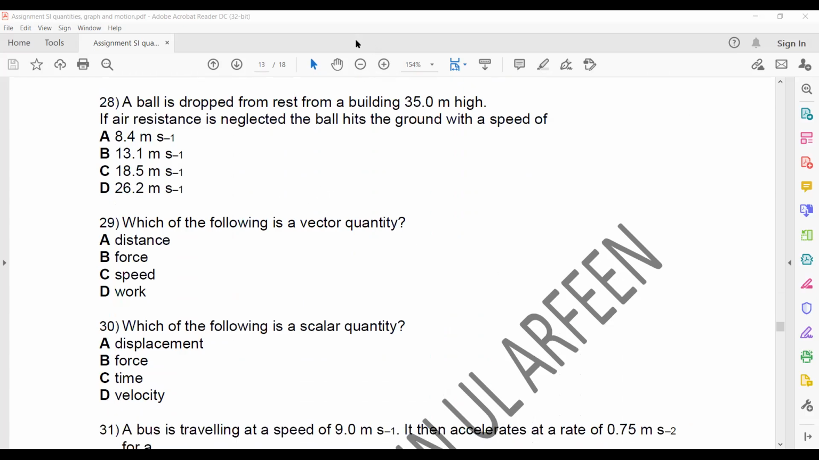I want everyone to solve question 28. A ball is dropped from rest, so initial velocity is 0, the height is given, and acceleration will be 9.8. Can you work out its final speed at which it hits the ground by using the equation of motion? The equation which you will use, as you did not memorize, is 2as is equals to v square minus u square. So use this equation and work out the right option.